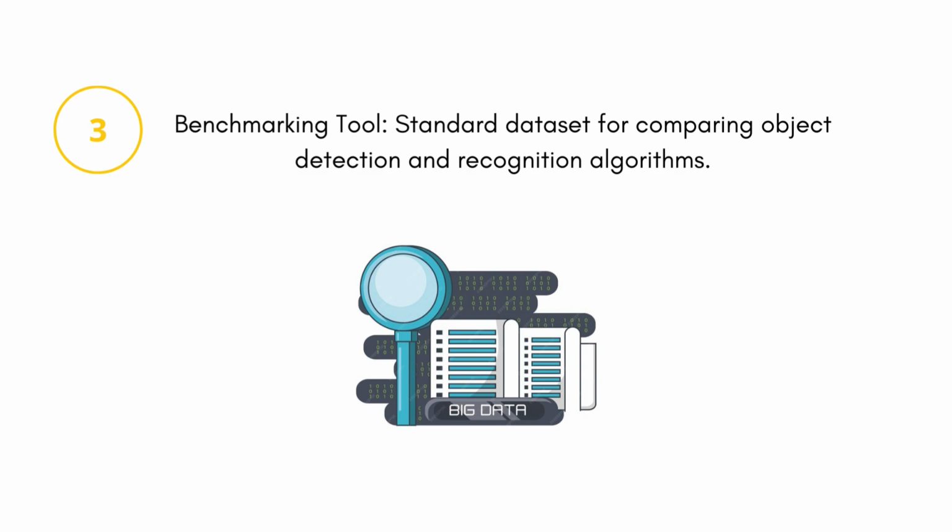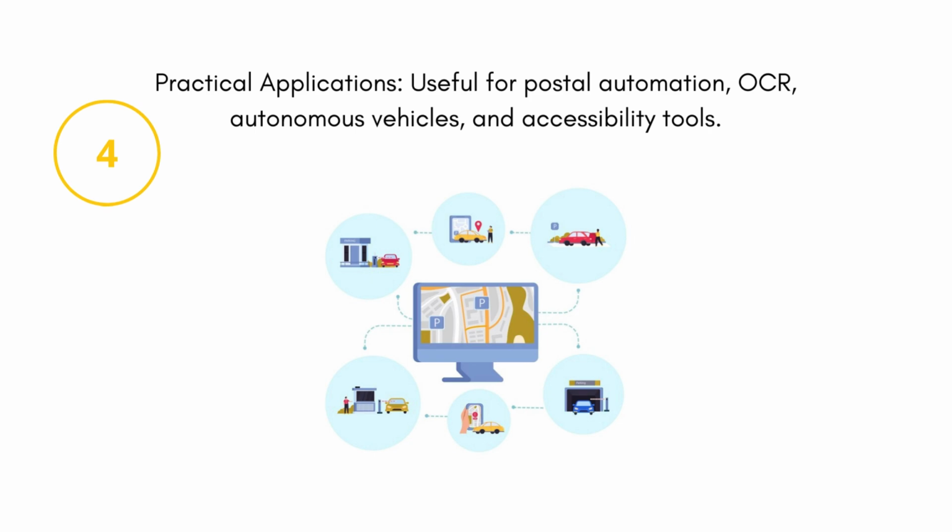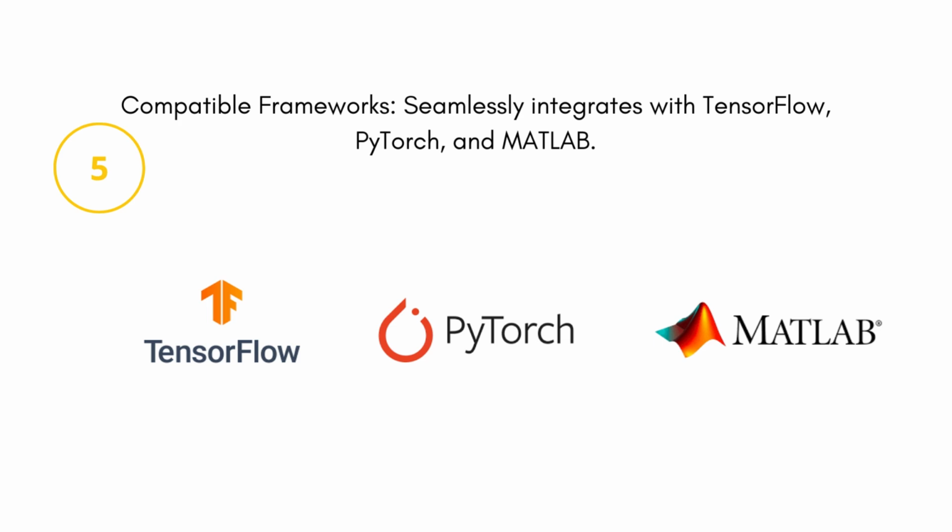The SVHN dataset isn't just a tool for research, it's a benchmarking gold standard for object detection, and has numerous practical applications from postal sorting and OCR to aiding self-driving cars and accessibility tools. Best of all, it's freely available and works seamlessly with popular frameworks like TensorFlow and PyTorch.